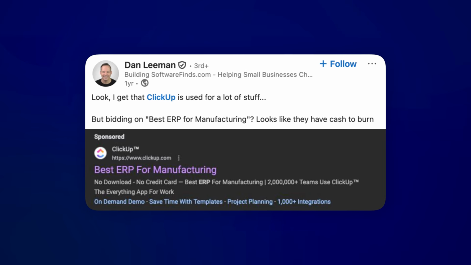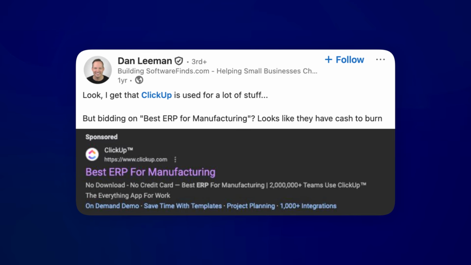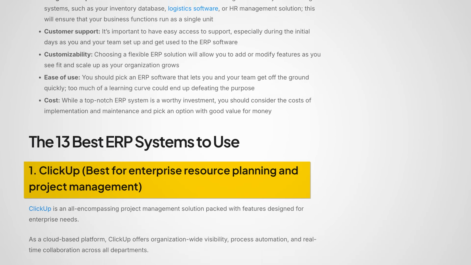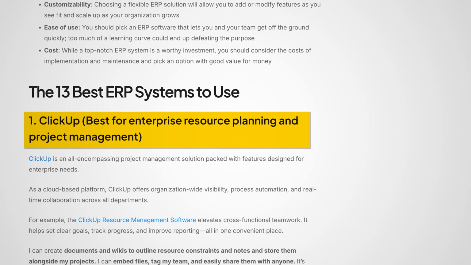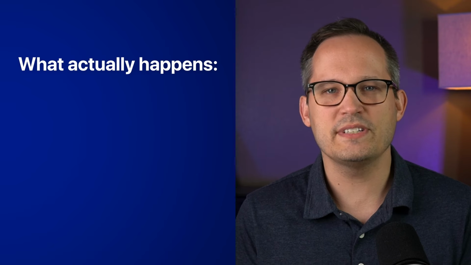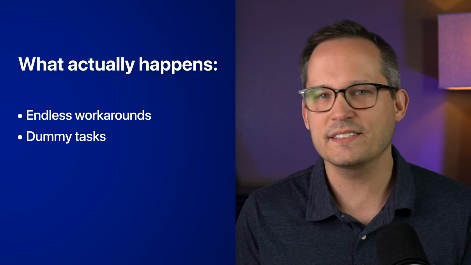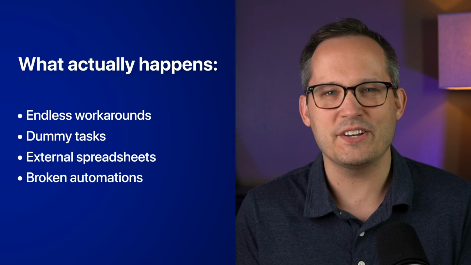And yet, ClickUp is out here advertising ERP use cases, manufacturing, finance, operations, the kind of work that lives and dies on structured data and system logic. If you've tried to build those systems in ClickUp, you already know what happens. Endless workarounds, dummy tasks, external spreadsheets, broken automations, and messy workspaces. You want to build a system, but you end up investing in a lot of duct tape that barely holds it together. ClickUp is still one of the best tools on the market for project management, but when it tries to become everything else, it can't hold up.